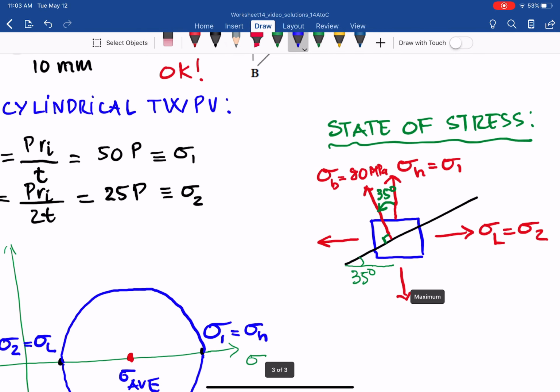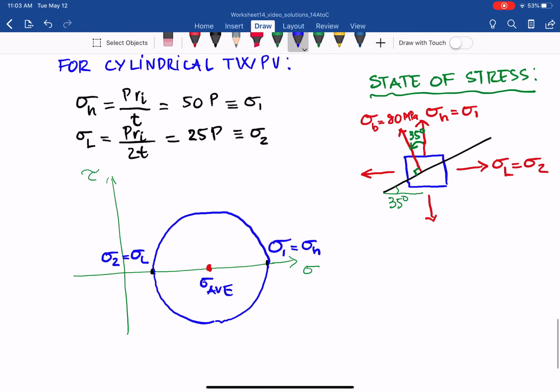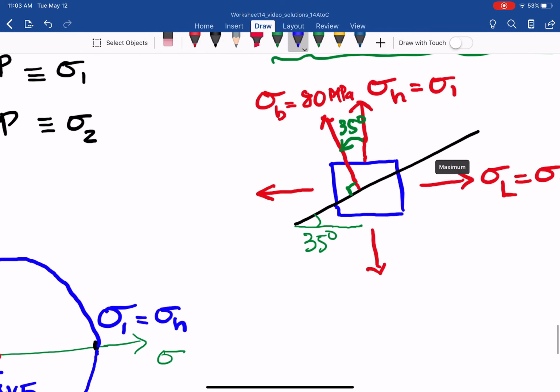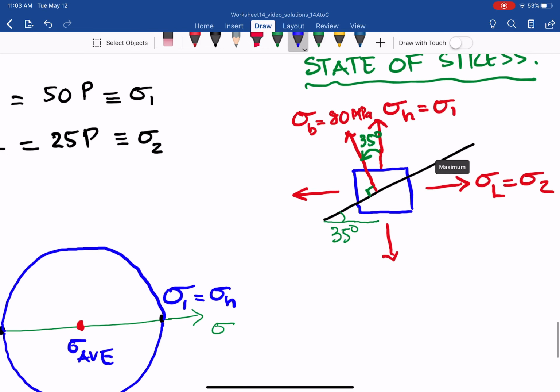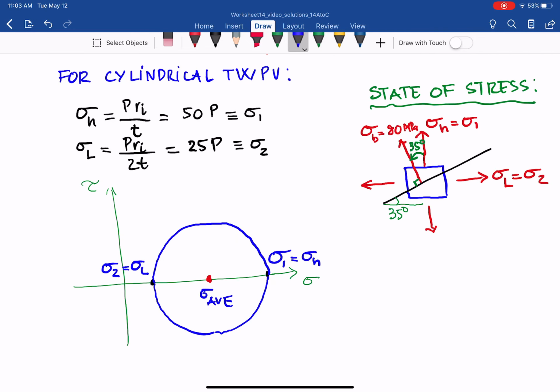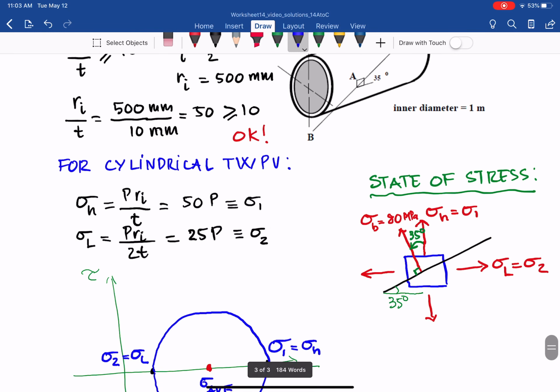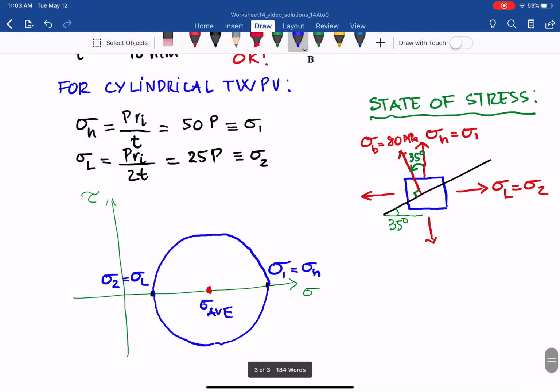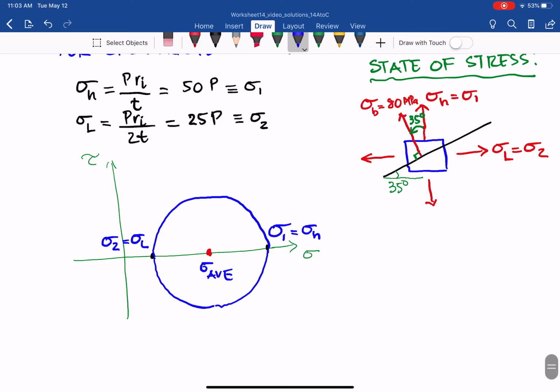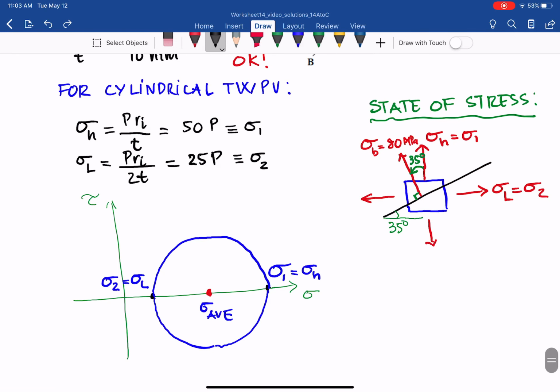So from that, what does that mean? It means that from the horizontal plane that has sigma 1, the hoop stress, as you can see in that state of stress, on the Mohr's circle the angle has to be doubled. From 35 degrees, it becomes 70 degrees. Everyone okay? From the plane of sigma 1, that is the point we are talking about here, counterclockwise 70 degrees.